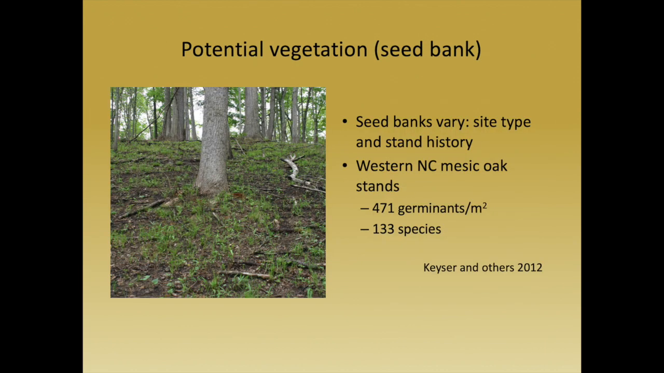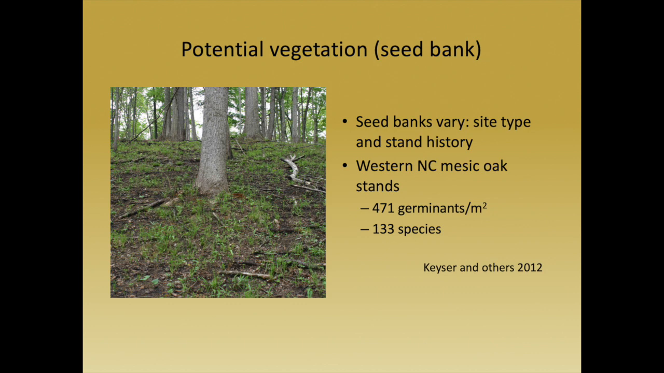Then there's another component to that understory vegetation, which is the potential vegetation that is lying dormant in the seed bank. And that really plays a role when you start burning or start opening the canopy, in what species get expressed from that seed bank when the soil is disturbed or the litter is burned off. And the seed banks vary a lot from site to site, and that depends on the history of the site, and also the site type. Is it a dry site or a mesic site?